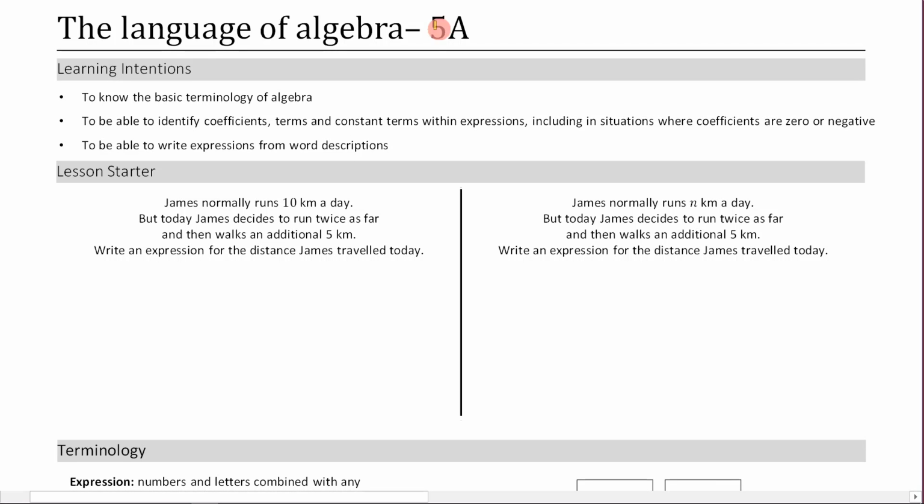Alright, so in this lesson we're going to be going through exercise 5a, which is all about the language of algebra. Our learning intentions: to know the basic terminology of algebra, to be able to identify coefficients, terms, and constant terms within expressions, including in situations where coefficients are 0 or negative, and to be able to write expressions from word descriptions. Let's first begin with a bit of a lesson starter here.